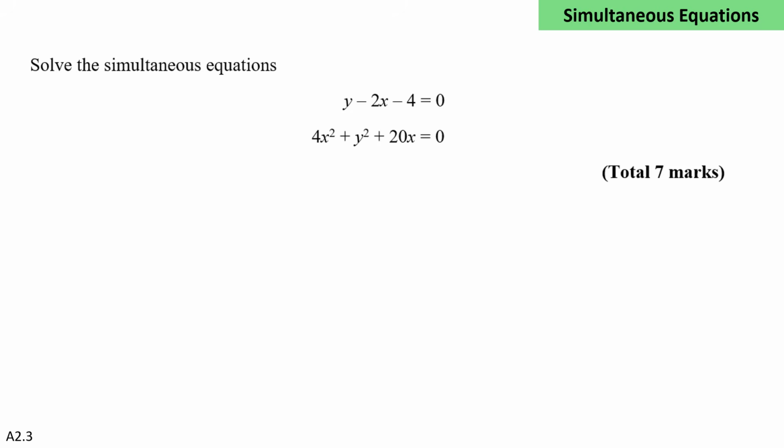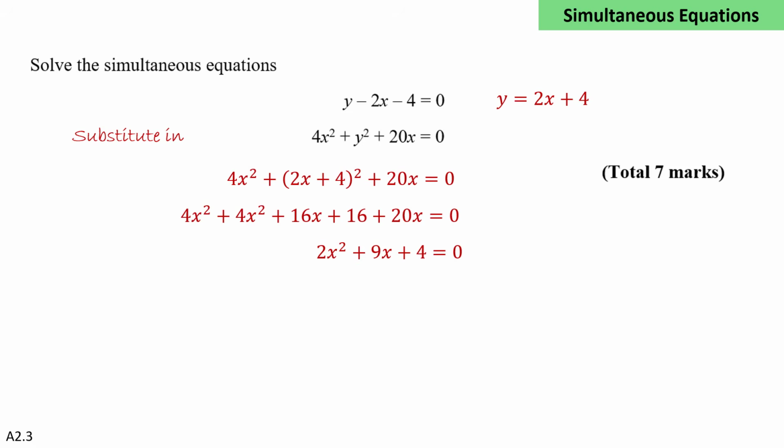You'll need to solve simultaneous equations. Here's an example of one linear, one quadratic. We're going to rearrange the linear equation so that one variable, in this case y, is expressed in terms of the other, and we're going to substitute that into the quadratic equation. Expanding and simplifying, we get a quadratic in x. It factorises, we get the first value for x is minus a half, y is 3. The second value for x is minus 4, in which case y is also minus 4.